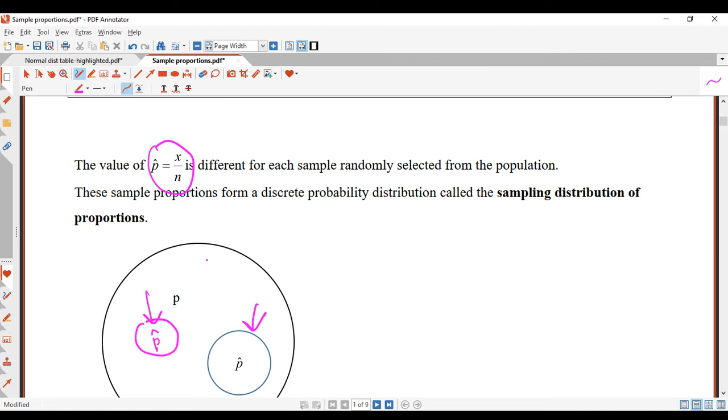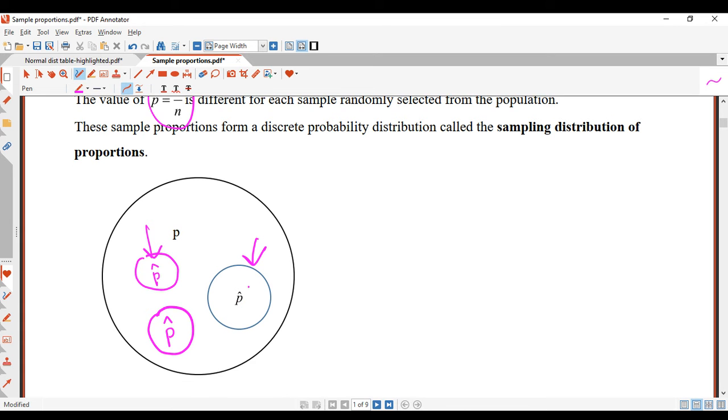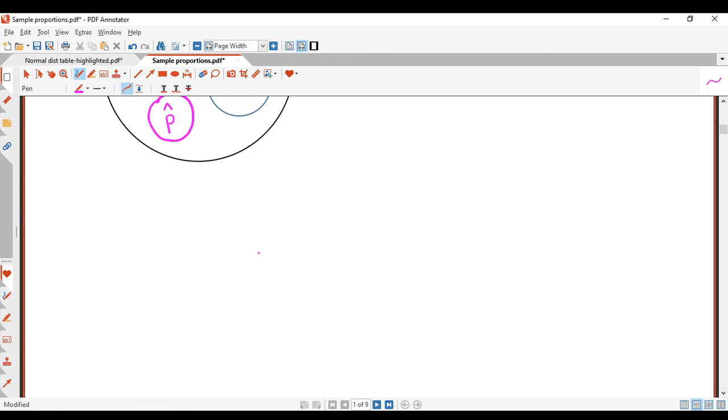Now, these sample proportions I'm finding, so if I find another one as well, let's just say I did 3 samples, but obviously I've got to take more than that to get a good idea of what's happening. Now, these sample proportions form a discrete probability distribution called the sampling distribution of proportions. So this is a discrete random variable we're talking about.